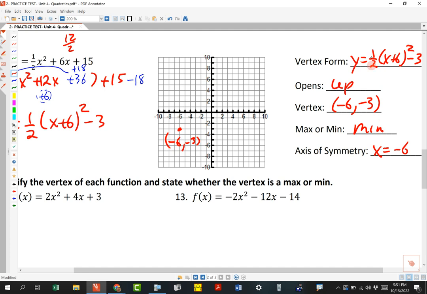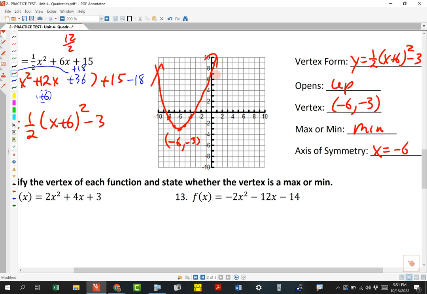And then because this has been shrunk by a factor of 1/2, we normally would go over 1 and up 1. We're going to go up half as far, so we're going to go about right there. Same thing on the other side. We would normally go over 2 and up 2 squared, so we're going to go up half as far as 4, so we're going to be about right there. So that is a decent picture of what this is going to look like.